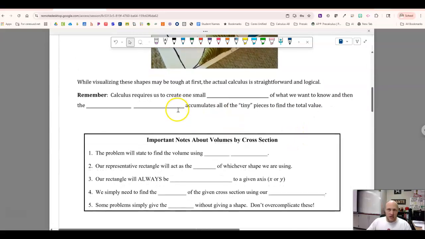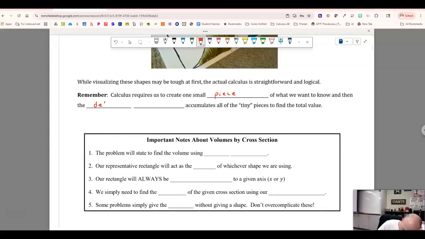While visualizing these shapes may be tough at first, the actual calculus is straightforward and logical. Remember that calculus requires us to create one small piece of what we want to know, and then the definite integral accumulates all of those tiny pieces in order to find the volume.